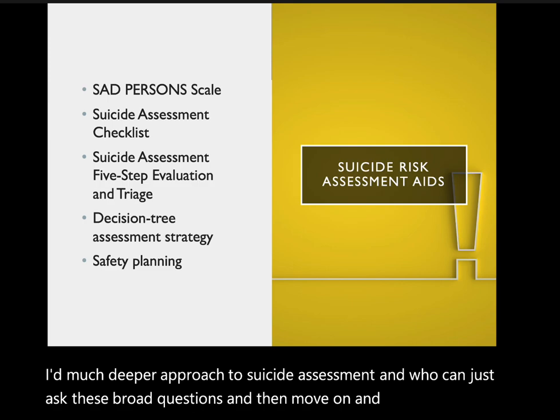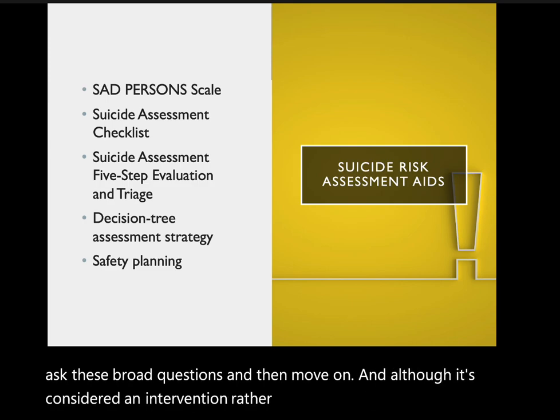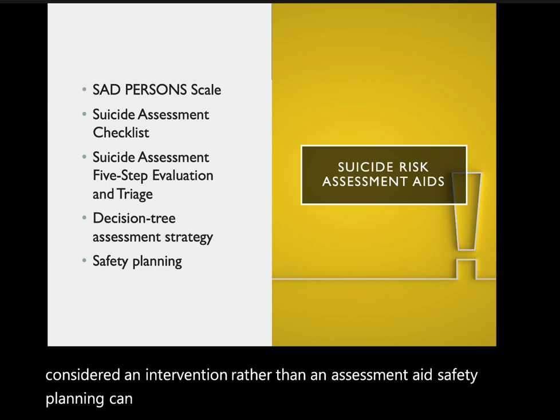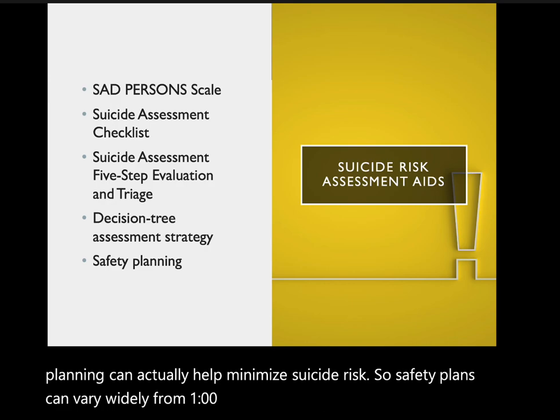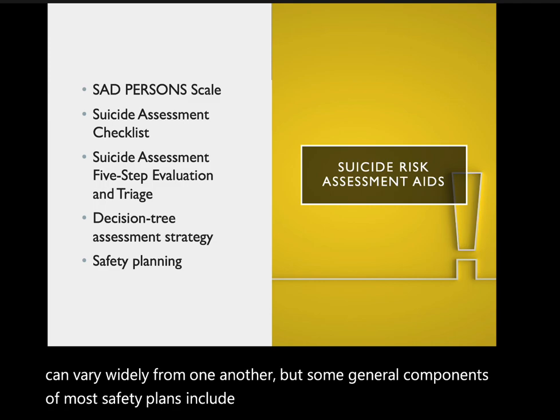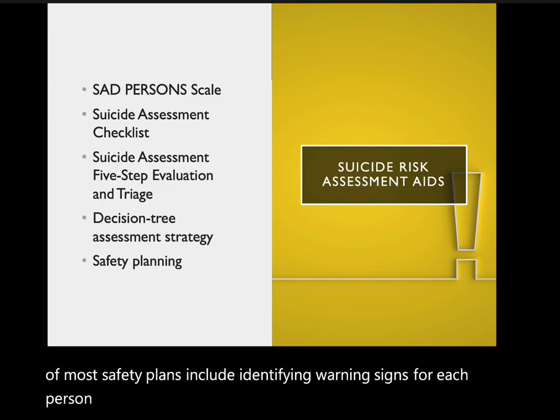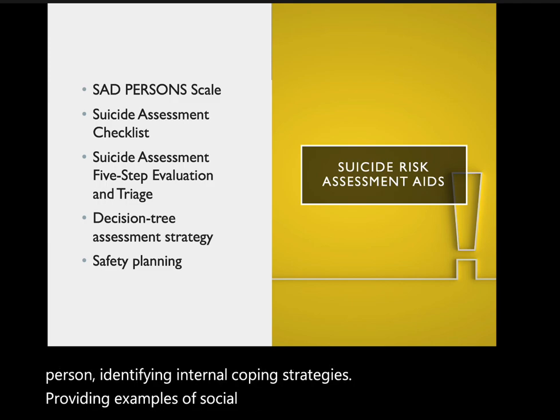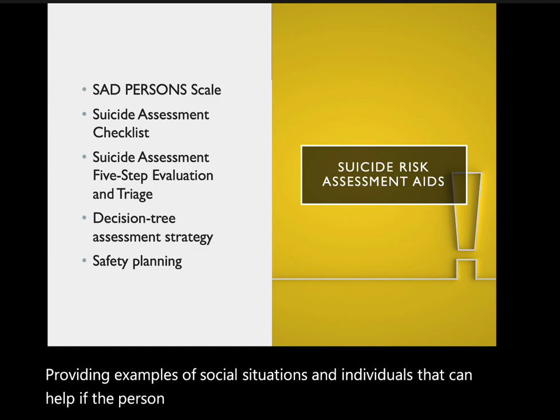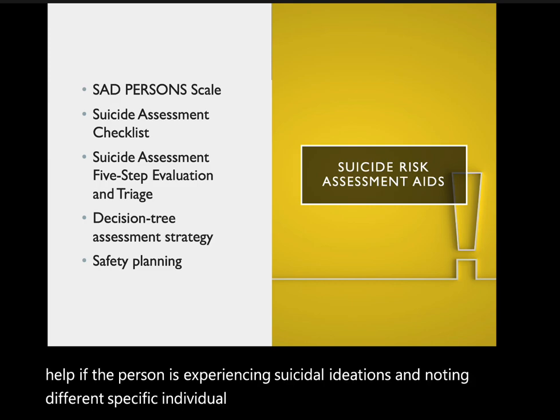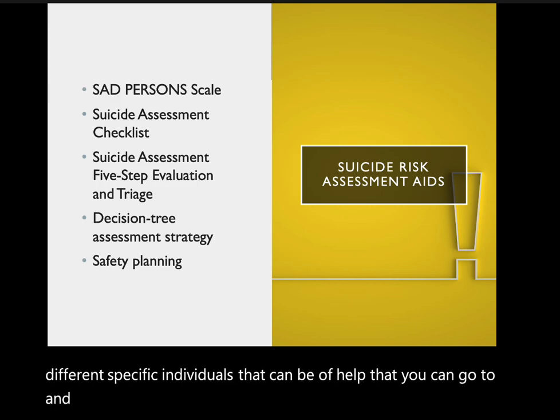And although it's considered an intervention rather than an assessment aid, safety planning can actually help minimize suicide risk. So, safety plans can vary widely from one another, but some general components of most safety plans include identifying warning signs for each person, identifying internal coping strategies, providing examples of social situations and individuals that can help if the person is experiencing suicidal ideations, and noting different specific individuals that you can go to for help, and identifying professionals or agencies to contact during crisis.